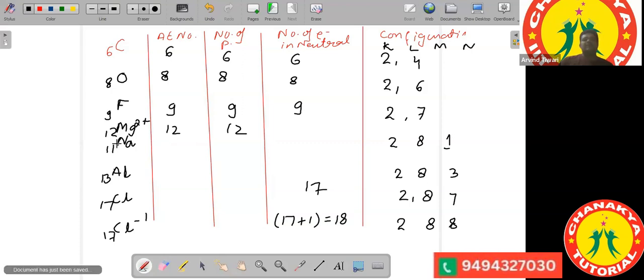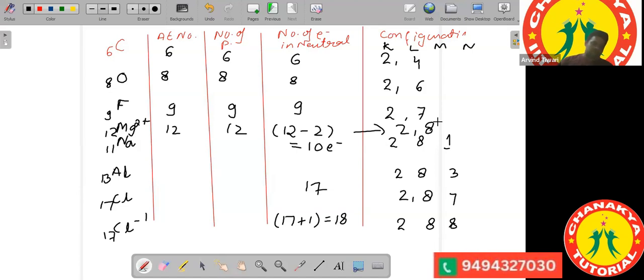See, Mg has a total of 12 electrons, right? Magnesium has a total of 12 electrons and it shows a charge of +2. A charge of +2 means 2 electrons have been removed out of 12. So it will have a total of 12 minus 2, that will be equal to 10 electrons only. So it will have a configuration of 2, 8 only, not 2, 8, 2.